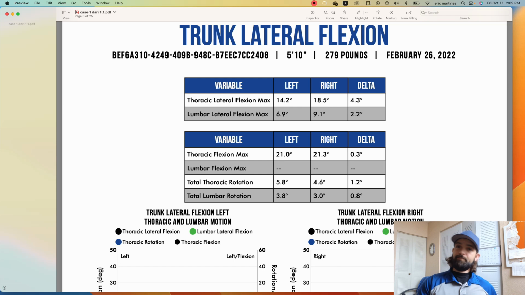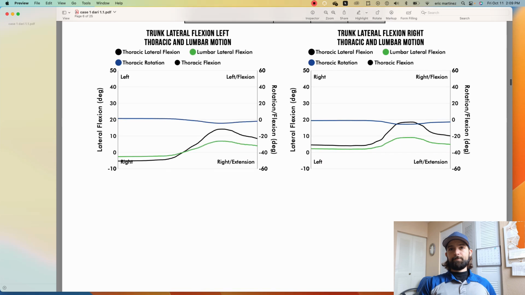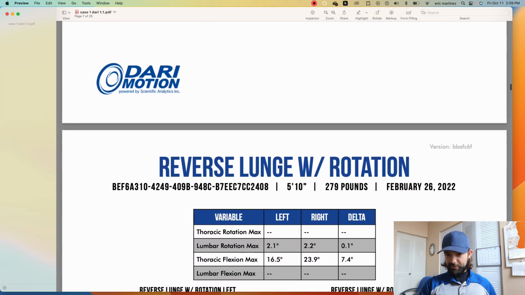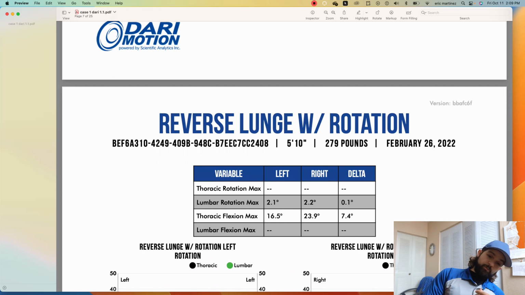Bending side to side. Again, we want to see if there is a difference between the two. There's not. It's pretty good. There's no compensations, like he's not flexing forward to one side to reach. Like when he bends one side or the other, he's not doing this.